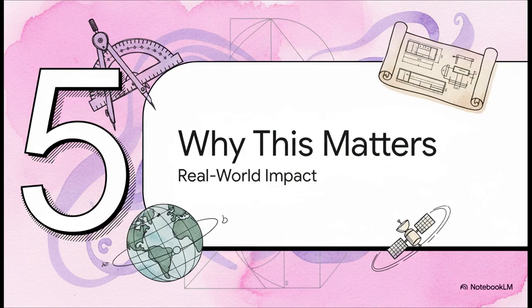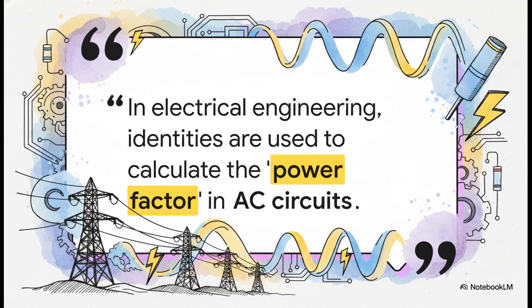So, okay, we can simplify expressions, we can find values, but what's the big picture here? Why is it so important to master this stuff? Let's just zoom out for a second and see the real-world impact. Yeah, this isn't just abstract math for a test. In electrical engineering, these exact identities are used all the time to analyze alternating current circuits. That relationship between sine and cosine is fundamental to something called the power factor in our electrical grid. This math literally helps power our world.